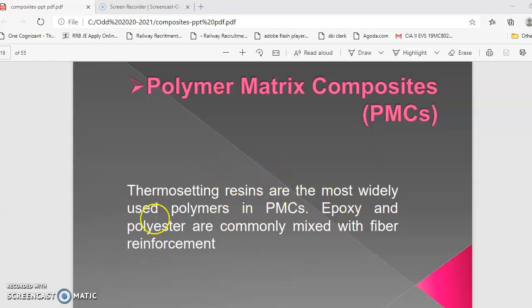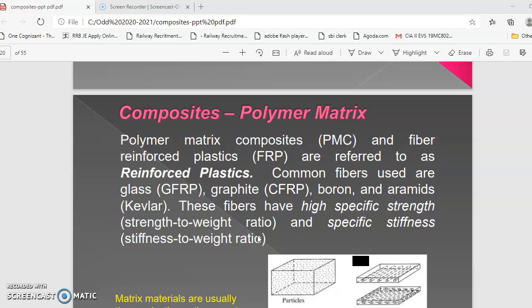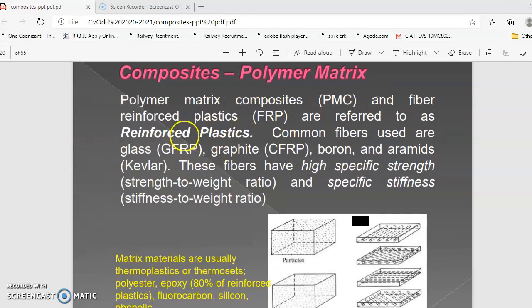Thermosetting resins are most widely used in polymer matrix composites, like epoxy and polyesters, which are commonly mixed with fiber reinforcement. And PMC, polymer matrix composites, and fiber reinforced plastics, FRP, are referred to as reinforced plastics because here we are using thermoset or thermoplastic. Common fibers used are glass, graphite, boron, and aramids. Aramid is otherwise known as Kevlar, and these fibers have high specific strength and specific stiffness.